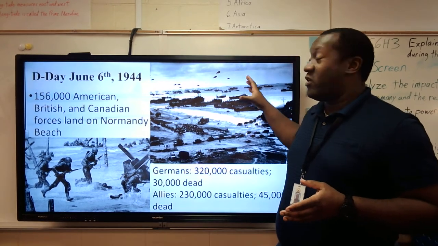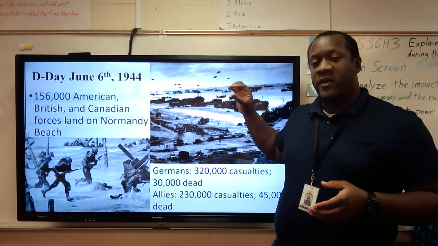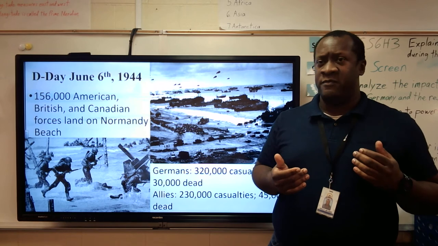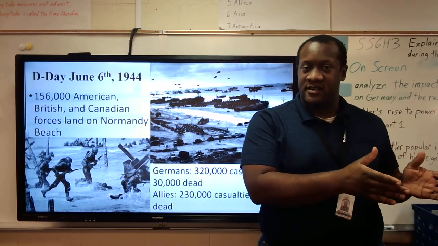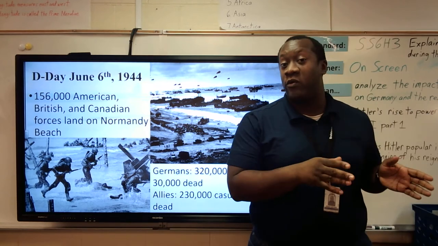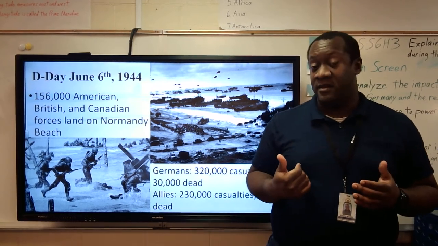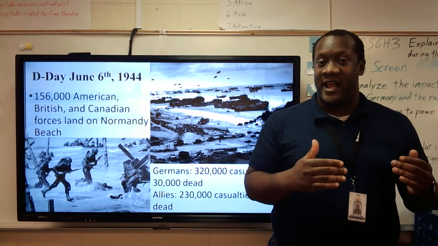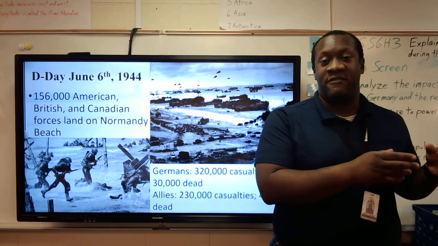All right, so how do you land in France? With one of the largest amphibious landings ever. By the way, if you're wondering what does amphibious mean, what's an amphibian? Think about science class. By the way, this is why it's important to know more than just one subject. What's an amphibian? An amphibian is an animal that lives part of its life in the water and then lives part of its life on land.